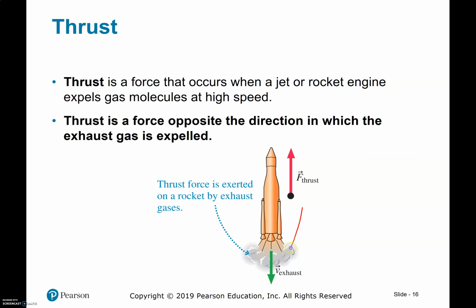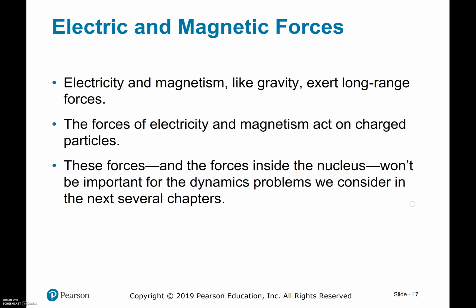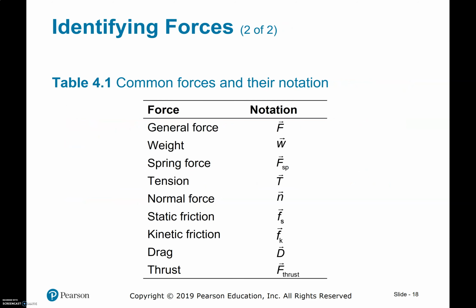And in some problems, we're going to have rockets, and there is a force that we're going to attach to the rocket that makes the rocket move, and that is the thrust. So that is the force that makes a rocket go up. Electric and magnetic forces, we're not going to be looking at too many of those, but those are long-range forces like gravity. These are the forces due to electric charges on each other or magnetic charges on each other.